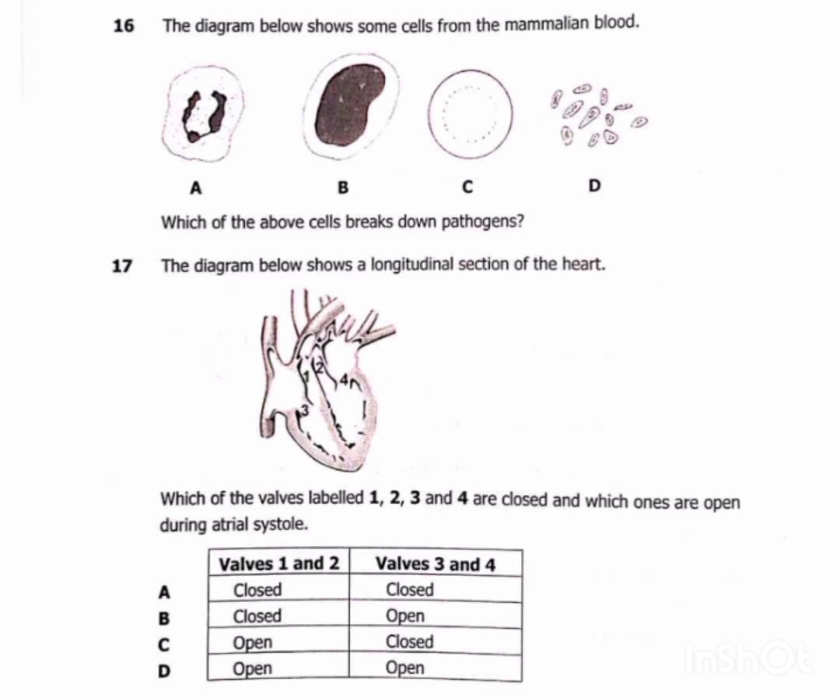Valve 1, which is the pulmonary semilunar valve, and valve 2, which is the aortic semilunar valve, should be closed. Then valve 3, which is the tricuspid valve, and valve 4, which is the bicuspid valve, should be open to allow blood to enter into the ventricles. So the correct answer, guys, is B. 1 and 2 closed, 3 and 4 open.